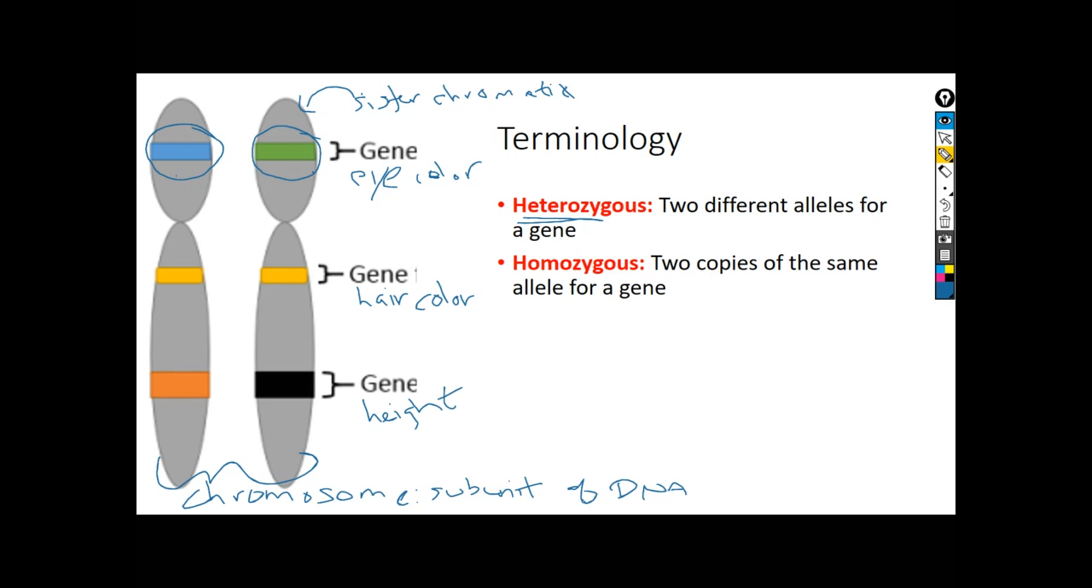If I have allelic copies that are the same, so if we look at my hair color gene, this allele makes blonde hair, and this allele also makes blonde hair. If those 2 copies are the same allele, then I'm homozygous. Homo being the prefix for same.